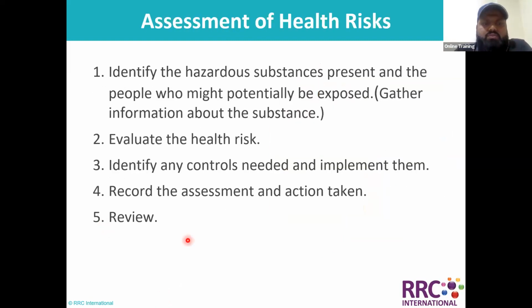Over here, we are going to do the assessment of the health risk. We will use the same terminologies of risk assessment that we learned in our IG1, in our book one. What was that? That was basically identification of the hazard, right?